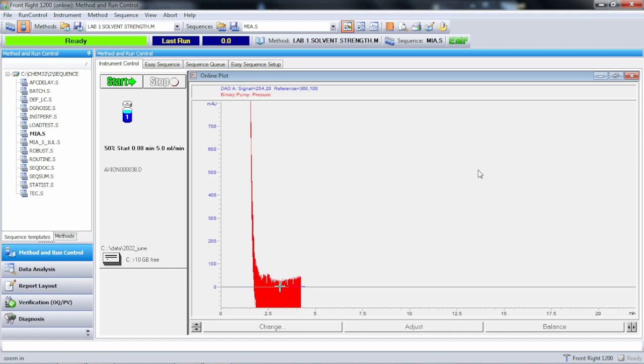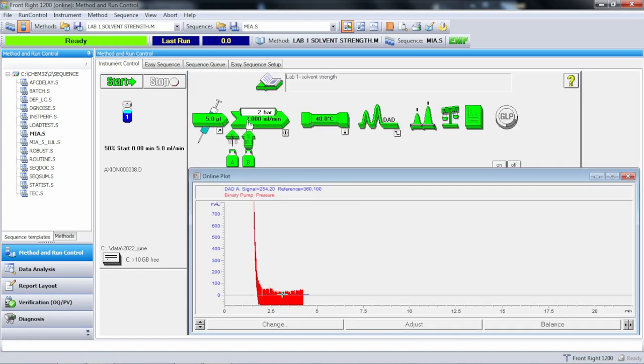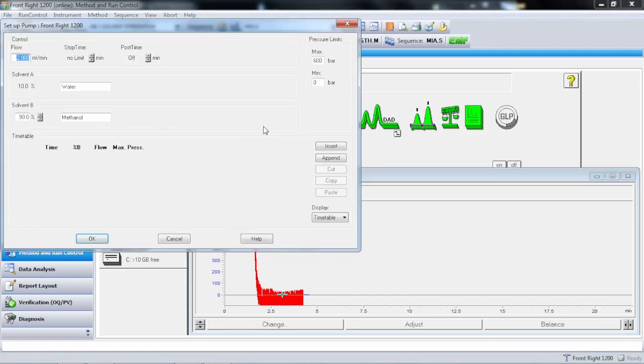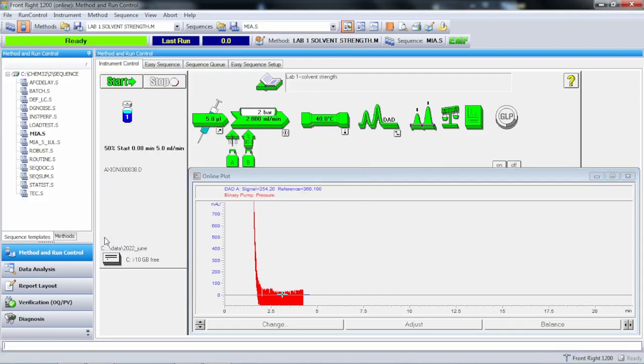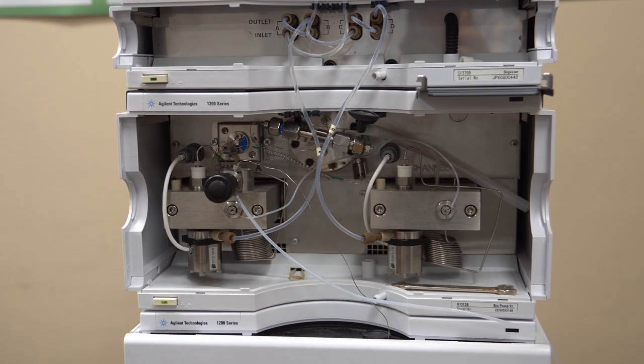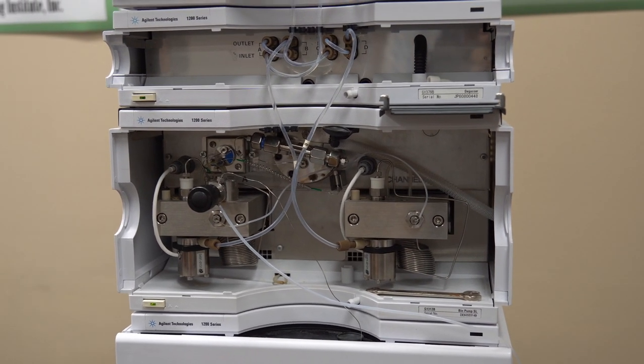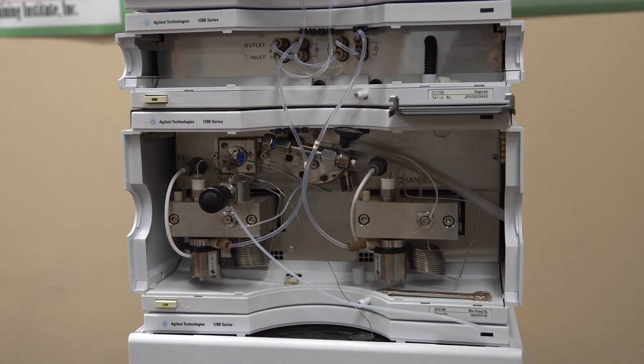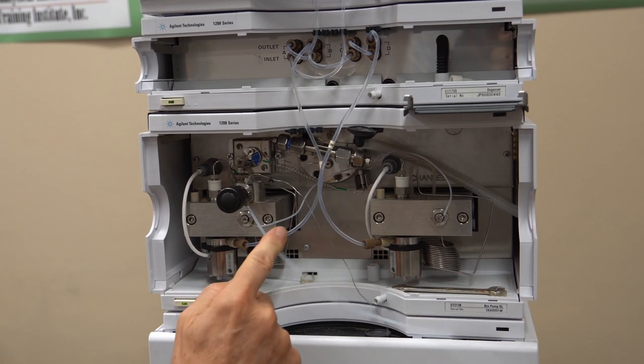But more importantly, we're going to take the flow rate up to 5 mL/min. And by doing that, it's just going to flush that thing out. So now I've got my pump B. It's running 90-10, but pump B is running at 5 mL/min. And that air bubble is completely gone.